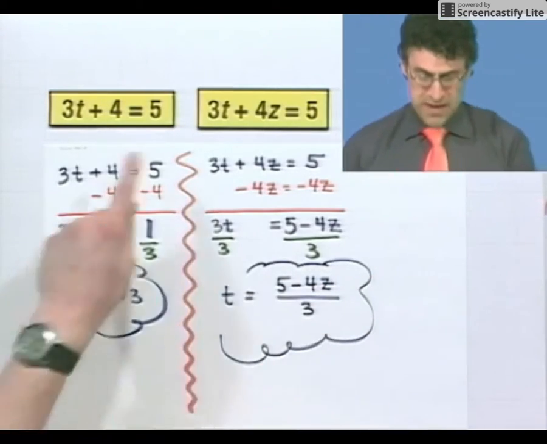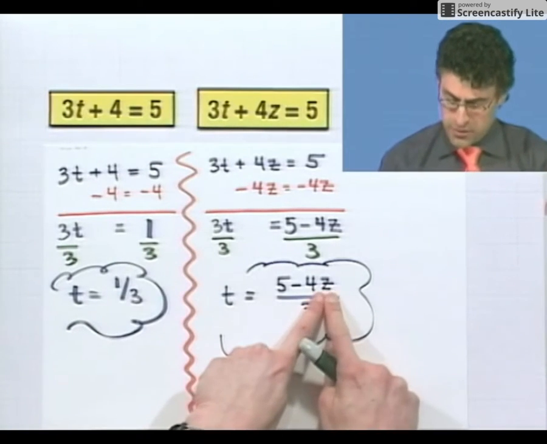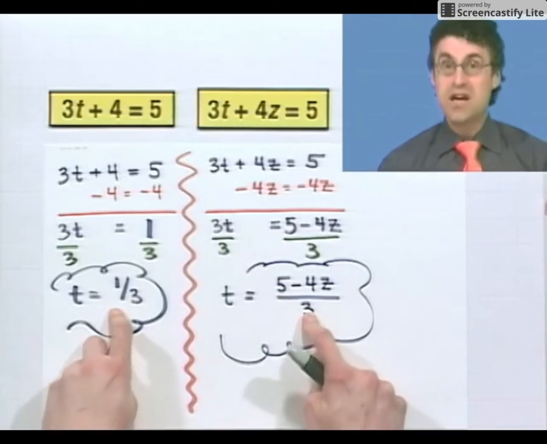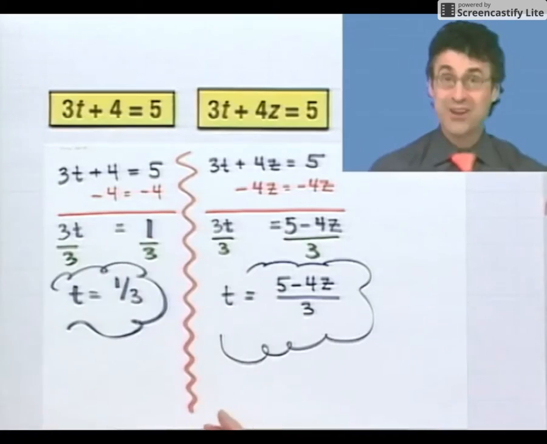Well, notice that if I let z equal 1, if I put in 1 for z, then 4z is just 4. 5 minus 4 is 1. 1/3, I get this answer. So in some sense, this is a generalization of the previous equation. Kind of cool, huh? I love this stuff. This is great. How much fun is this?